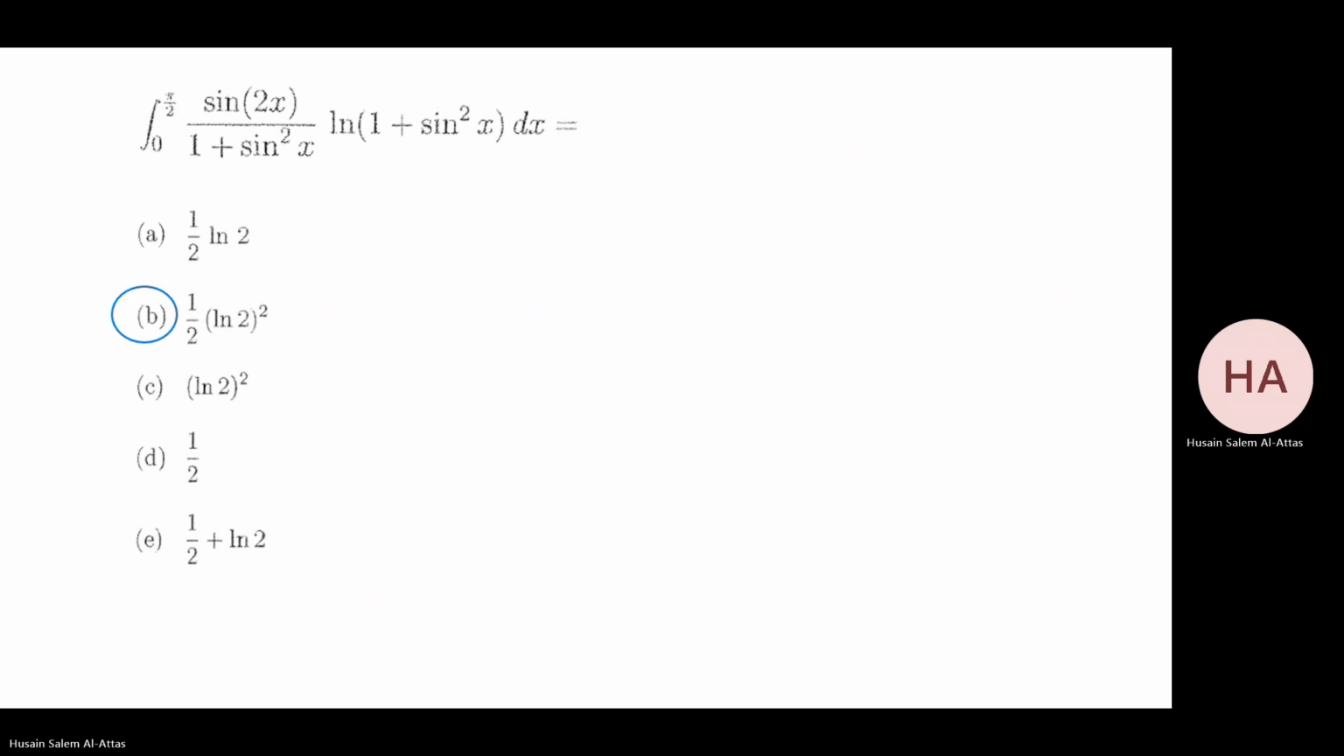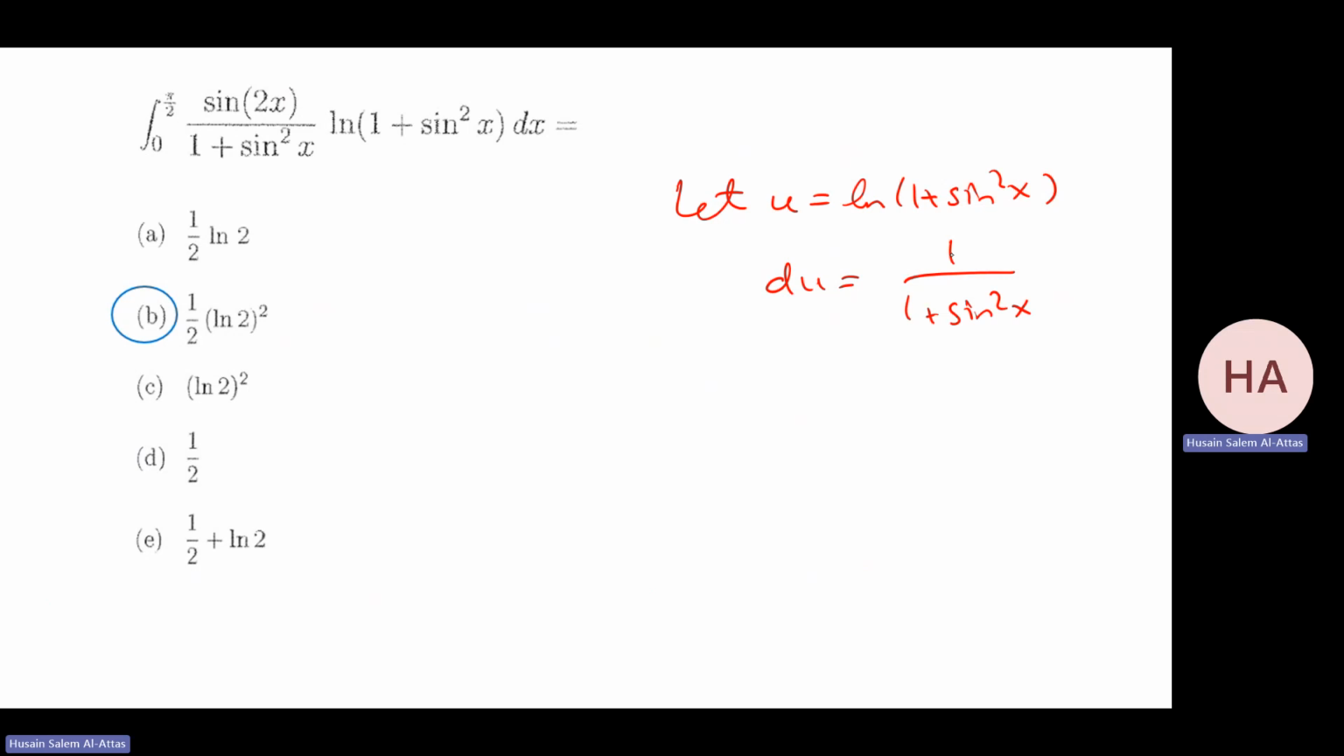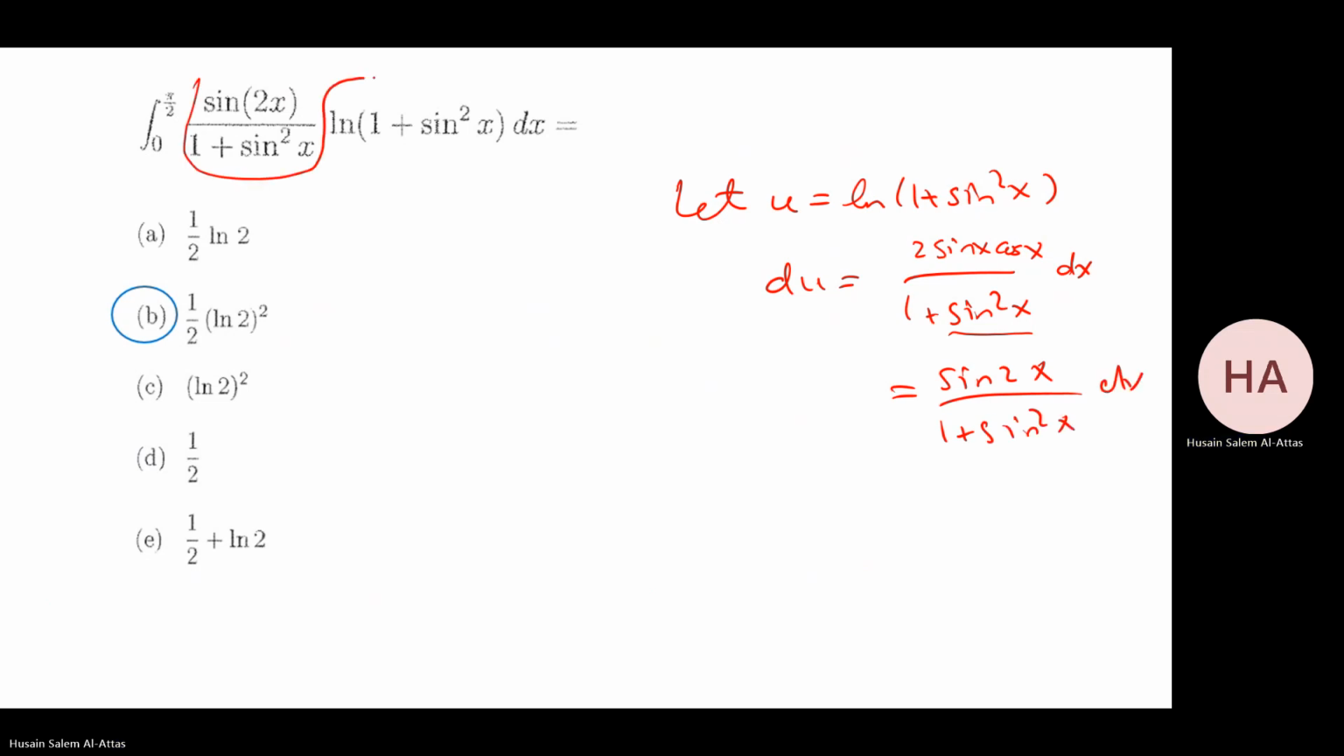Okay. Sine 2x over 1 plus sine squared, ln of 1 plus sine squared. Wow. You can do it in 2 steps, but let me do it in 1 step. u equals ln of 1 plus sine squared x. What will be du? 1 over 1 plus sine squared x times the derivative of this, which is 2 sine cosine dx. In other words, this is sine 2x over 1 plus sine squared x dx. So all of this is du.